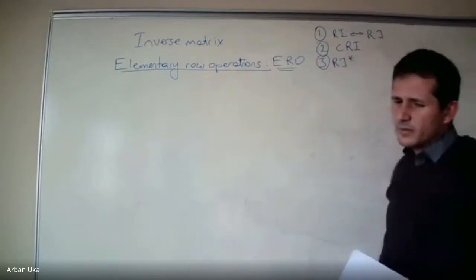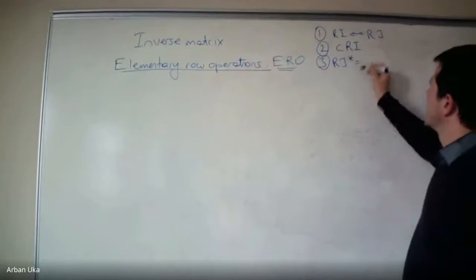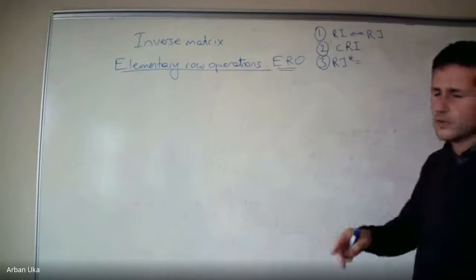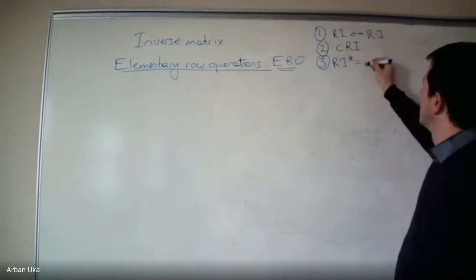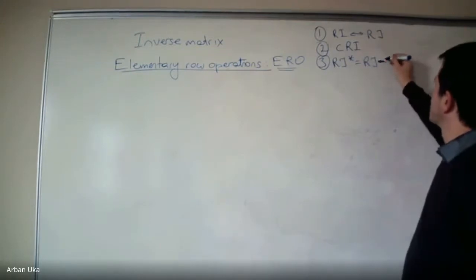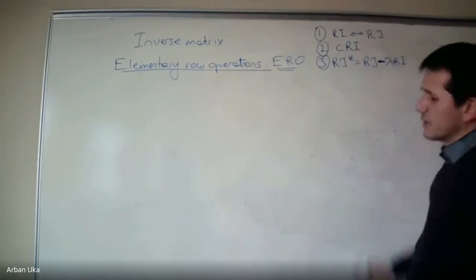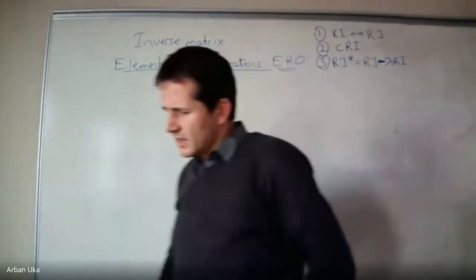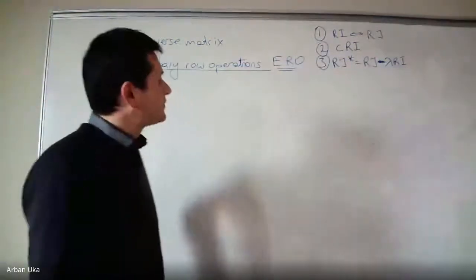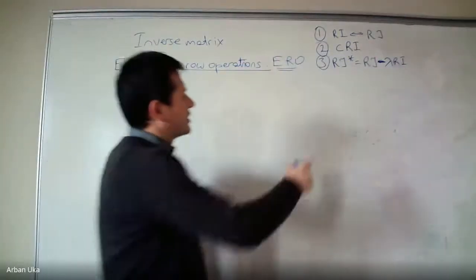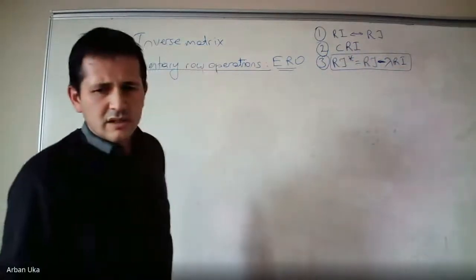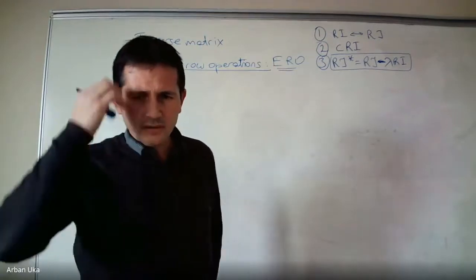So the elementary row operations that we can use to obtain the reduced row echelon form are these three. We can interchange two rows, we can multiply one row by a constant, or we can say that row j star is equal to row j minus lambda row i. Now, this is an operation, right? The first question is whether we can represent this linear transformation using a matrix.